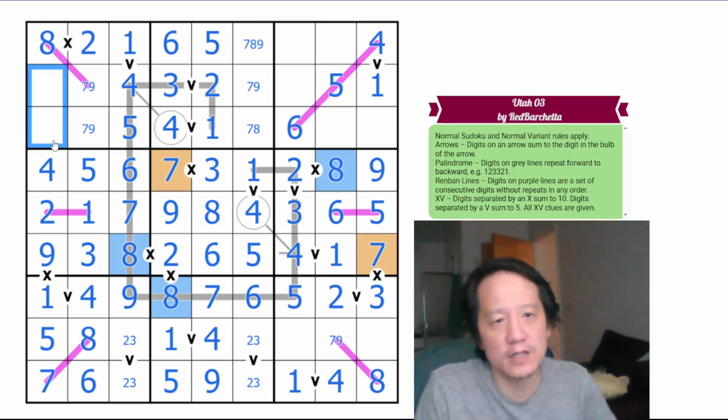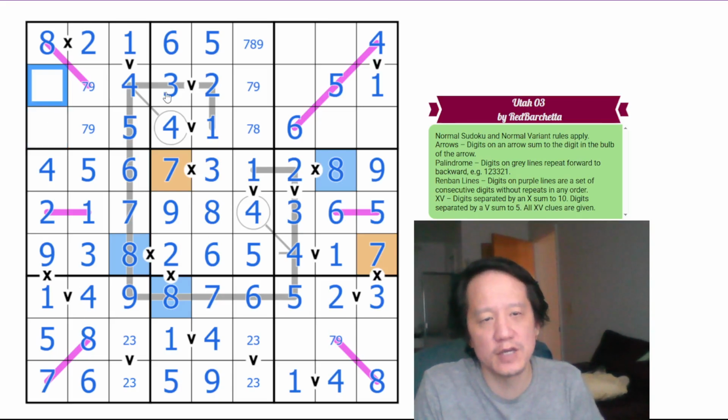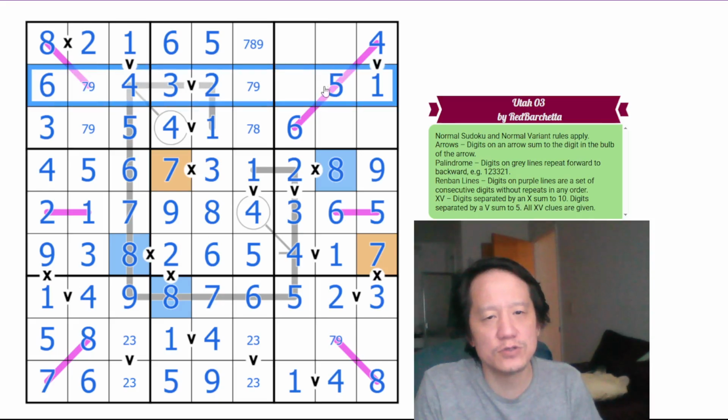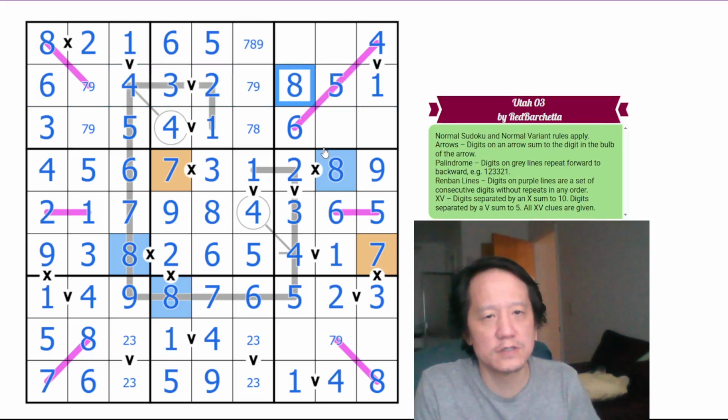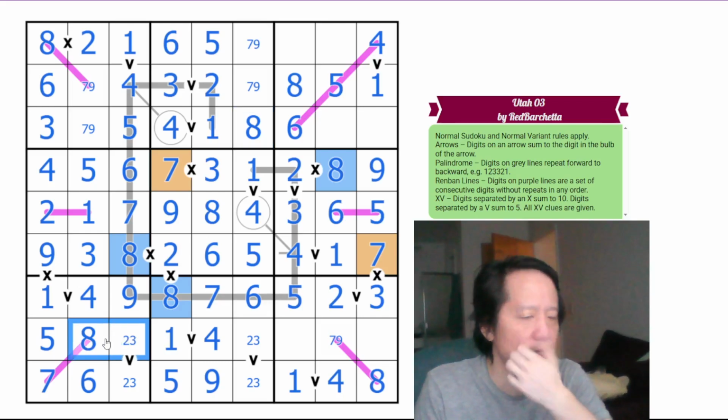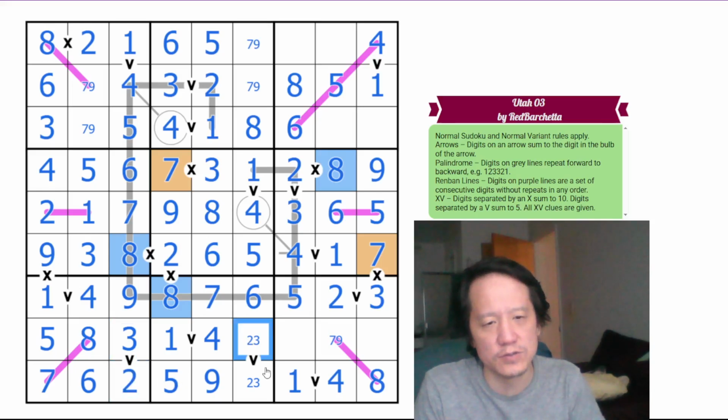Remaining digits in column 1 are 3 and 6, but this can't be 3 because of the 3 in the row, so this is 6, this is 3. Remaining digit in row 2 is an 8, so this is 8. This can't be 8 anymore. Where's the 8 in column 6? It must be here. This can't be 2 because it's next to an 8 and there's no X in between. So this is 3, this is 2. That makes this 2 and 3.